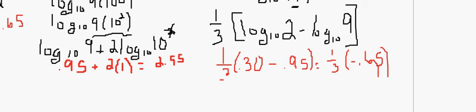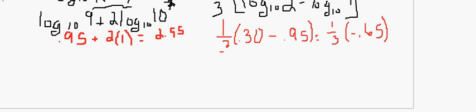Remember, we're not going to have fractophobia here. We're going to make sure that we know how to work with our decimals and our fractions. So this would be negative 0.65 over 3. Now, of course, we don't want to leave decimals within fractions.